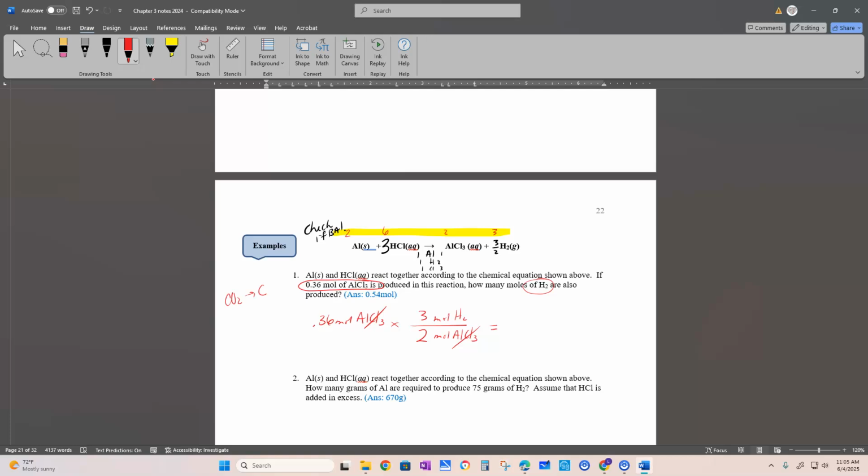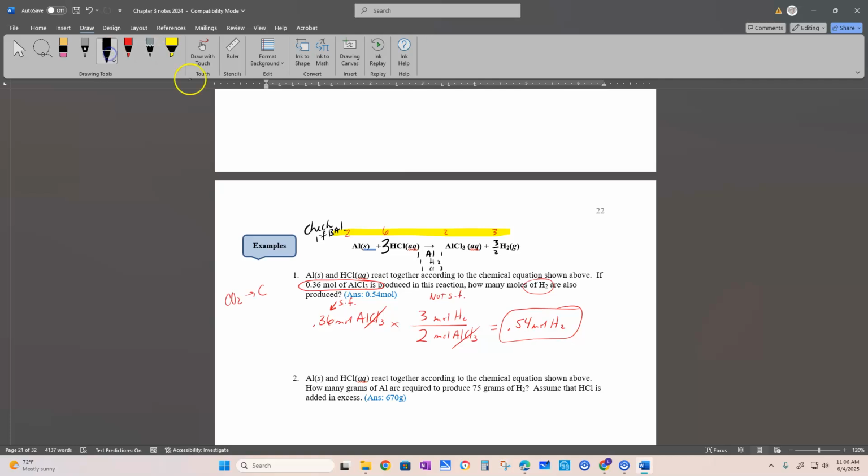AlCl3, I'm going to multiply by 3 by 0.36, divide by 2. And we don't look at 3 and 2. These moles, these are not sig figs. Okay? So I'm basing my sig figs off of that starting value only. So it looks like 2 sig figs, so 0.54 moles of H2. We're going to highlight that answer.